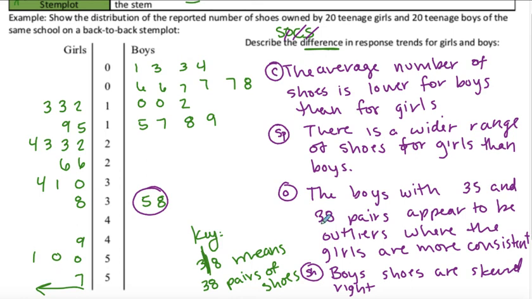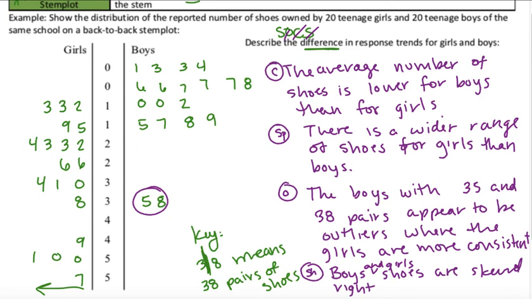So maybe I say boys and girls are skewed right. So that would imply that for both of these groups, there's more data at the lower end than there is at the higher end. That the tail is reaching up to the right there, to the higher values.